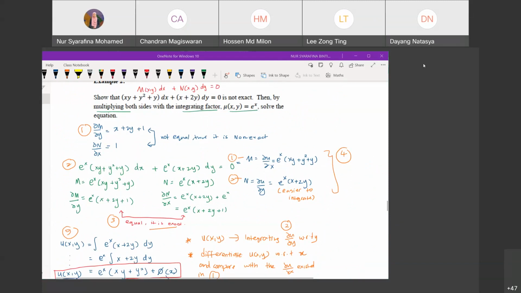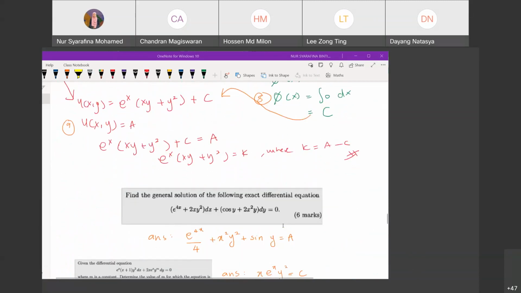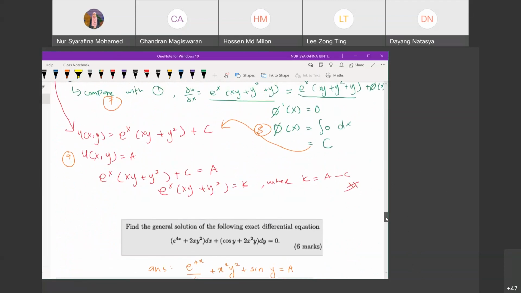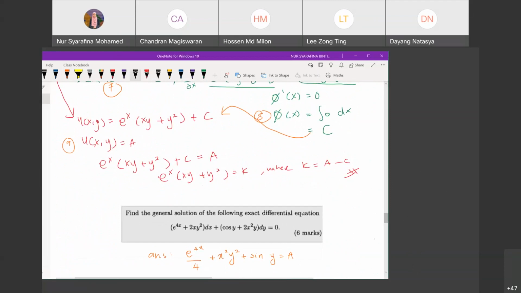So why don't you try the first question for past year question there? This one. Try to do this. Can you do it? Okay, I give you around 10 minutes.